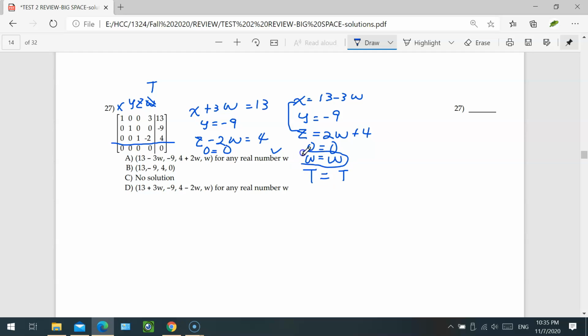Okay, and since w equals w, your x is equal to 13 minus 3w, y is -9, and z is equal to w plus 4. So you should go with option A.